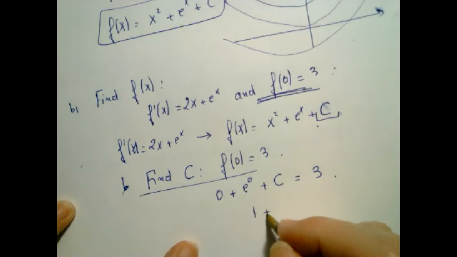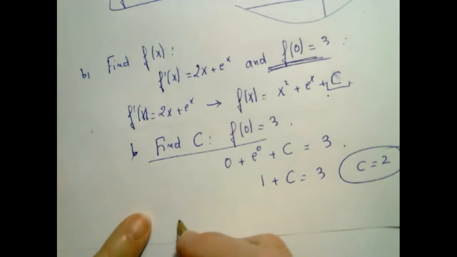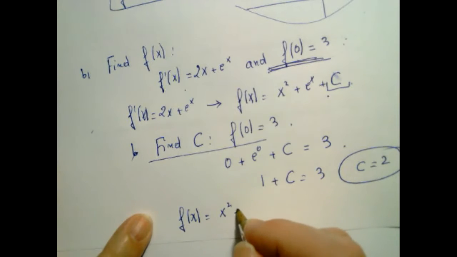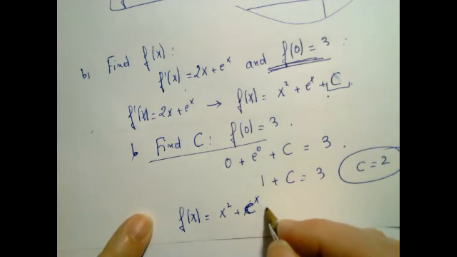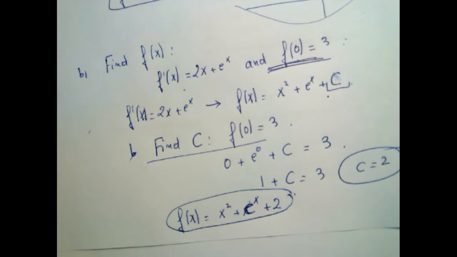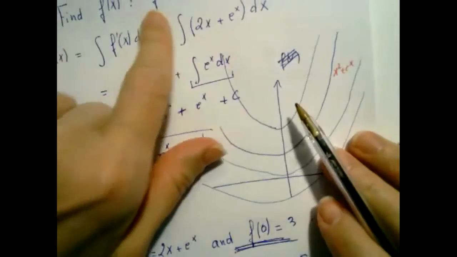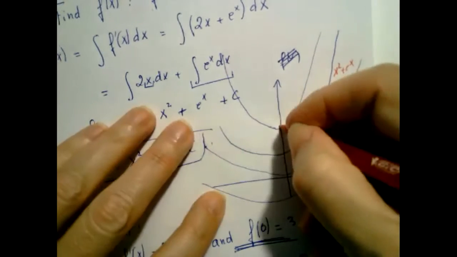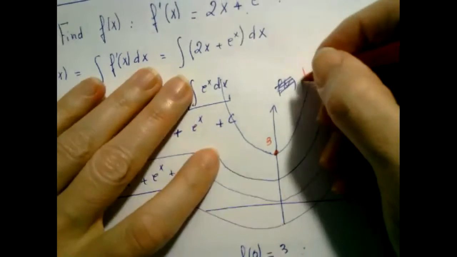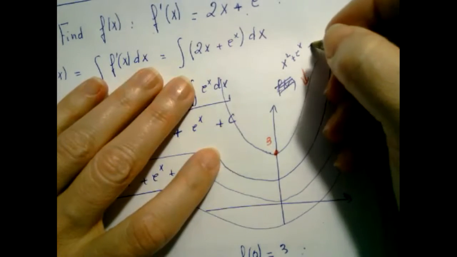Now I solve for c. 1 plus c equal to 3. c is equal to 2. So it means my function f that satisfies this condition and this condition is x squared plus e to the x plus 2. Okay, we call this sometimes an initial value problem. So for all those functions, if I go back here, there are a lot of functions whose derivative is 2x plus e^x. The one I want is actually the one that at 0 takes the value 3. That's the one I want. And when we solve for c, we realize the one I want is x squared plus e^x plus 2.